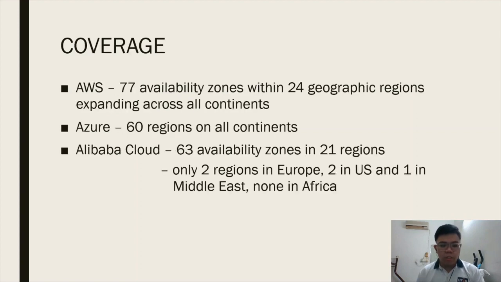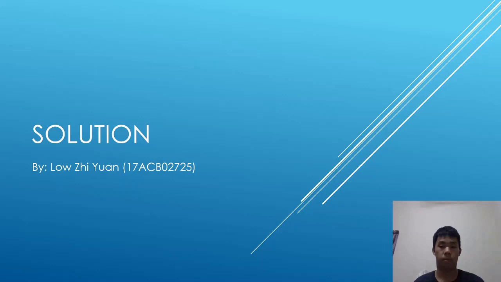In terms of the coverage, AWS has 77 availability zones within 24 geographic regions, expanding across all continents. Microsoft Azure has the densest coverage among these three cloud service providers, with 60 regions on all continents. Alibaba Cloud is chasing closely behind, with 63 availability zones in 21 regions. However, most of these regions are focused in the Asia Pacific region and the mainland of China, with only 2 regions in Europe, 2 regions in the United States, 1 in the Middle East, and none in Africa.